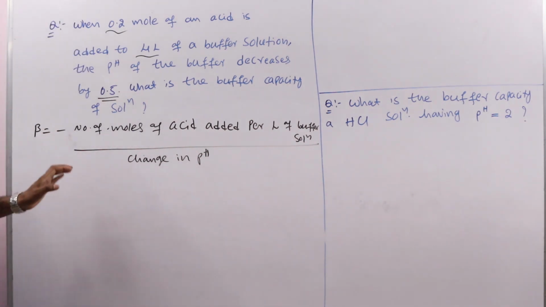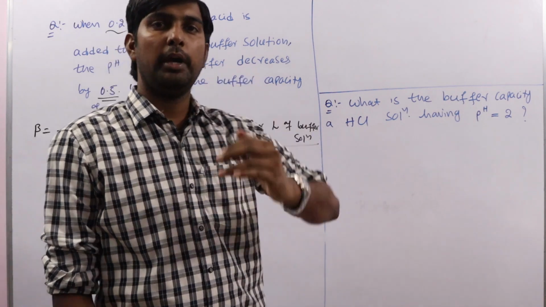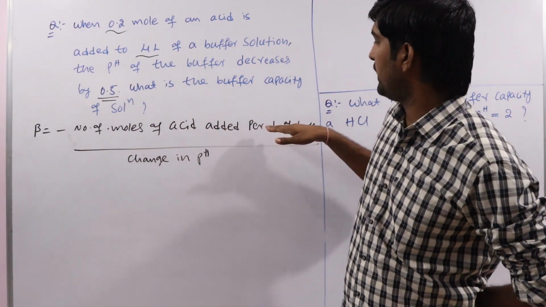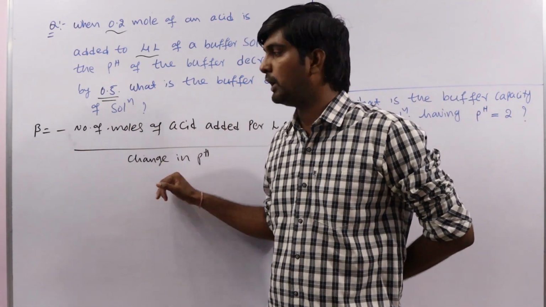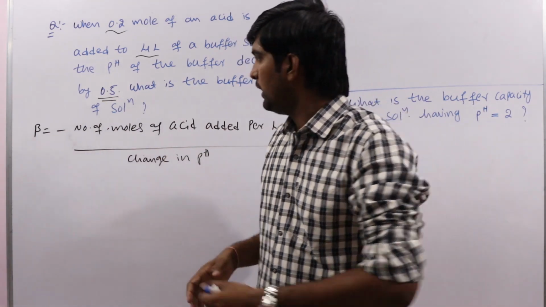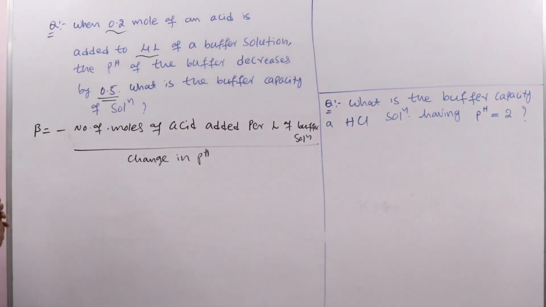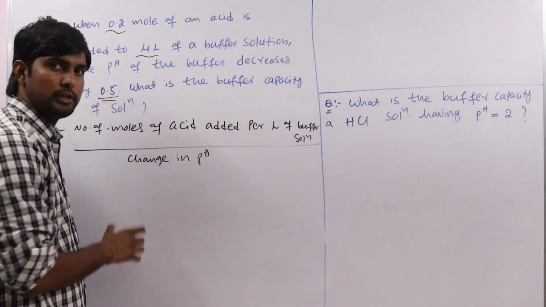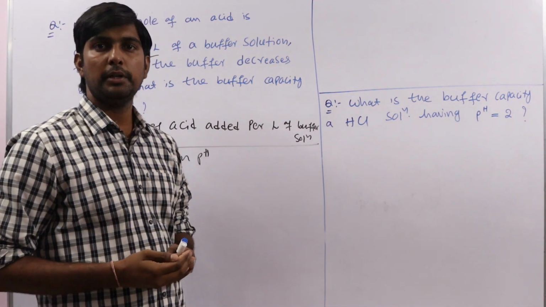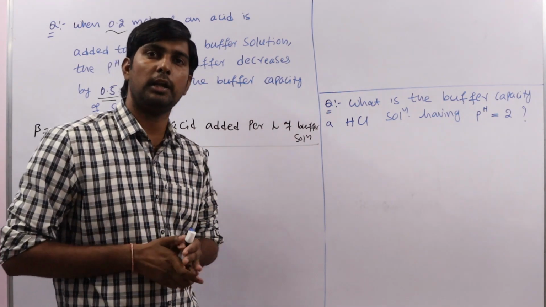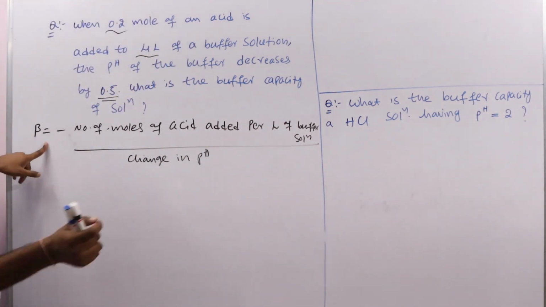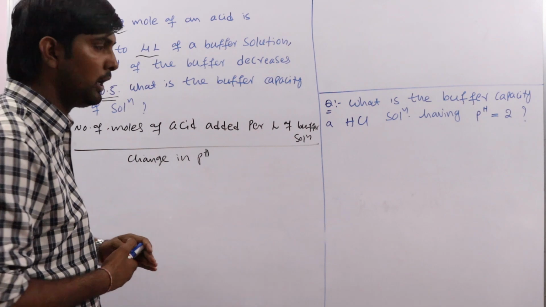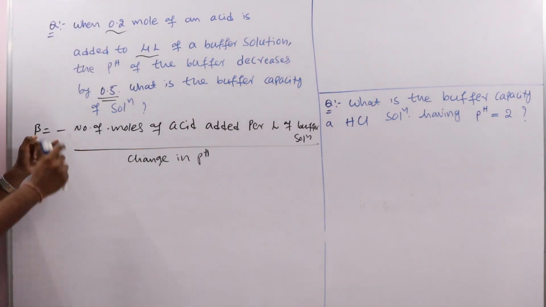See here, in the previous problem we discussed that when a base is added to the buffer solution, we took beta equal to number of moles of base added per liter of buffer solution by change in pH. But here we are taking minus. What is the reason? Already we discussed it in the concept, once again we can recall that. When you add acid, pH decreases, so the difference gives a negative value. Then the overall buffer capacity would be negative, but capacity is generally a positive quantity. So to make it positive we are taking the negative sign.